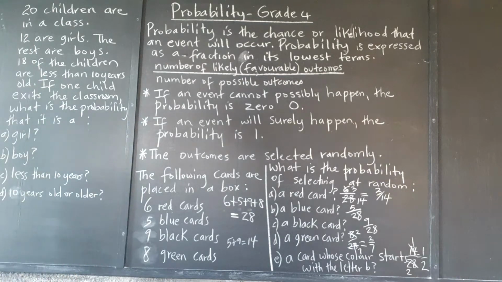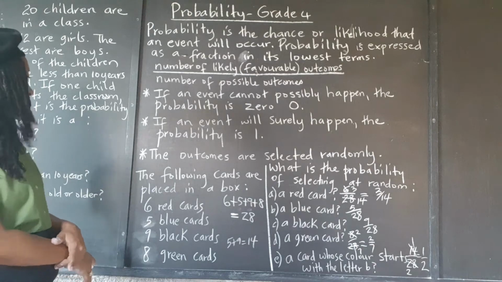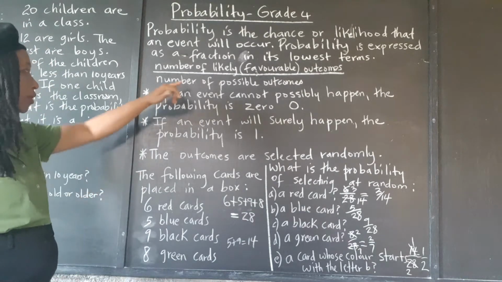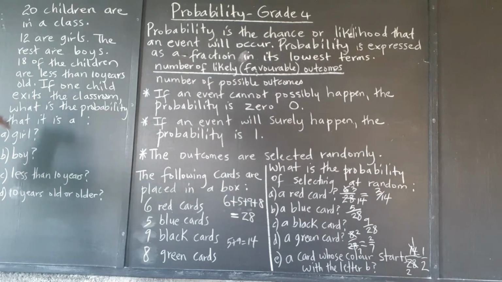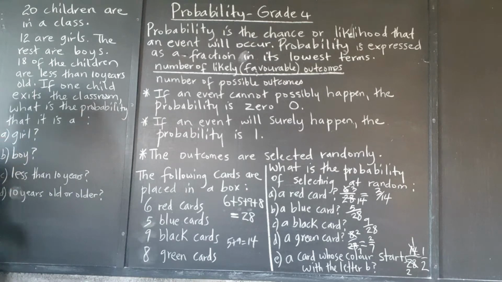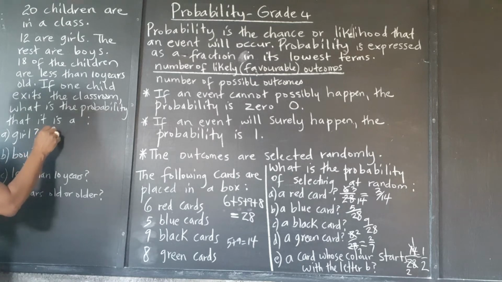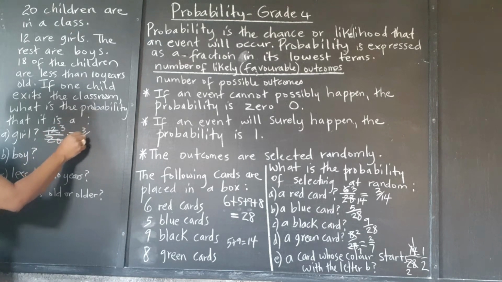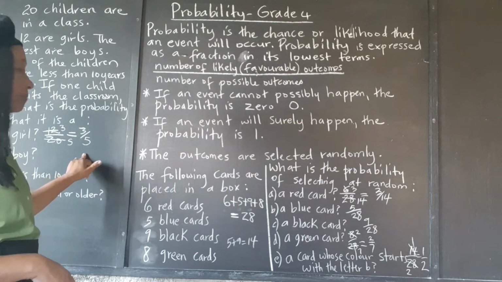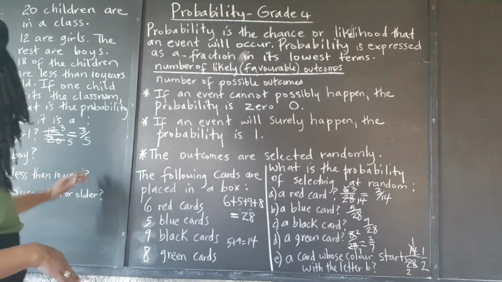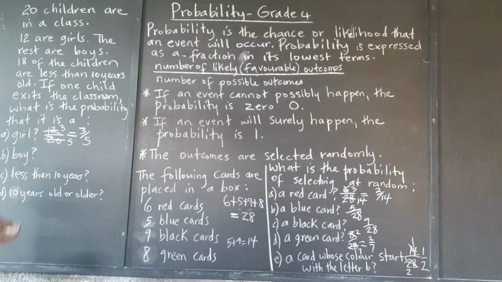Alright, so there are 20 children in the class, right? We are already told the total number, so we know the denominator will be 20. 12 are girls, so the probability that if a child leaves the classroom, that one child would be a girl is 12 out of the 20, and that reduces to 4 into 12, 3, 4 into 20, 5, so 3/5. The probability that that child is a girl is 3/5. And the probability that that child is not a girl is 2/5.